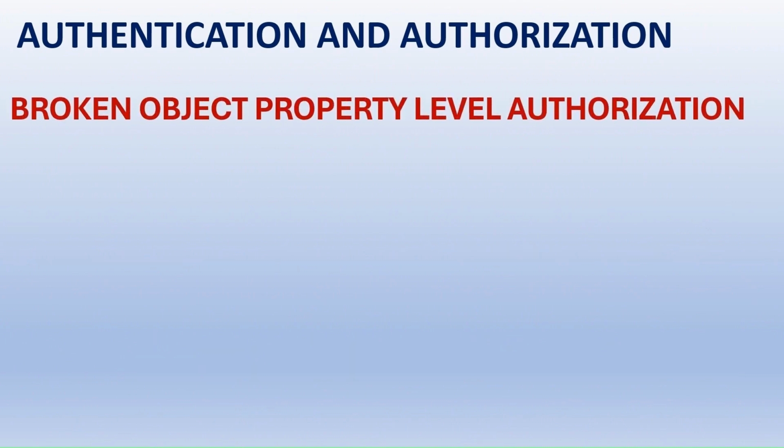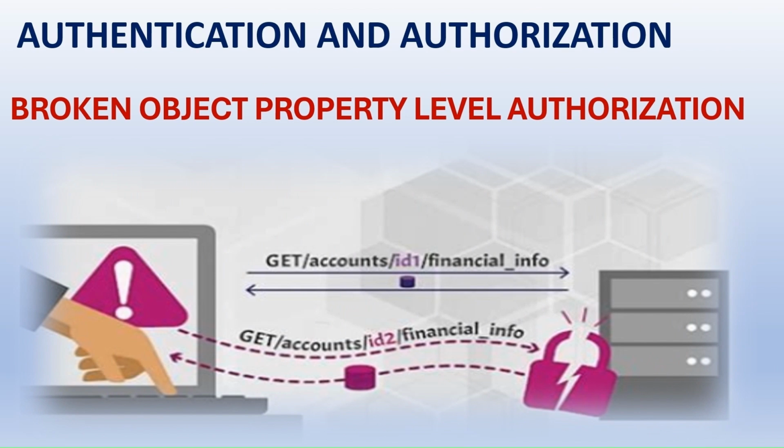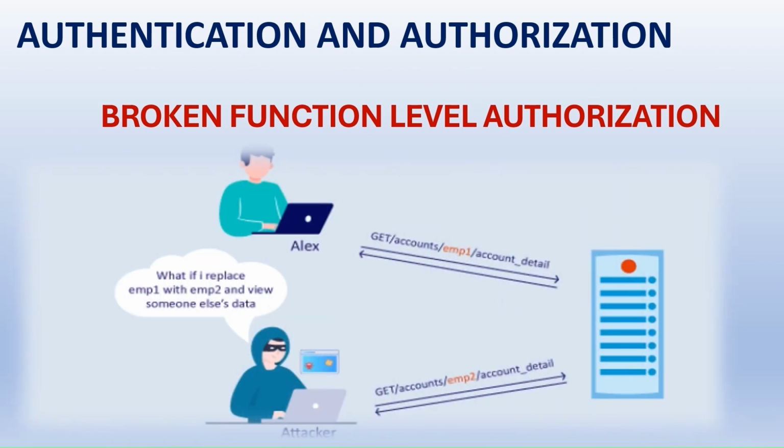Broken object property level authorization occurs when an API fails to properly enforce access controls and authorization checks at the object property level, exposing sensitive object properties to unauthorized users. Broken function level authorization occurs when an API fails to properly enforce authorization checks at the function or operation level, allowing attackers to access unauthorized functionality.